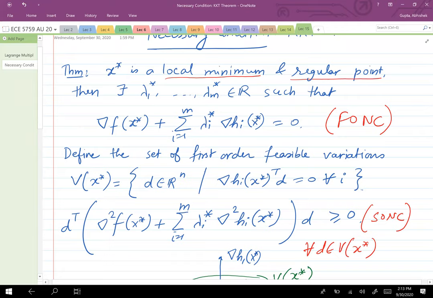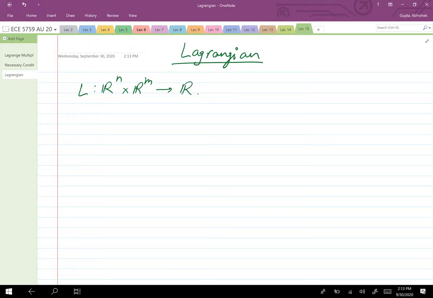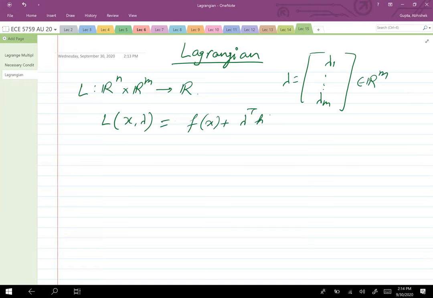There is a compact way of writing the necessary condition for optimality, which is by introducing what is known as the Lagrangian. L is a function from R^n cross R^m to R, and it is defined by L of x comma lambda, where now lambda is a vector, equal to f of x plus lambda transpose h of x. This is known as the Lagrangian.